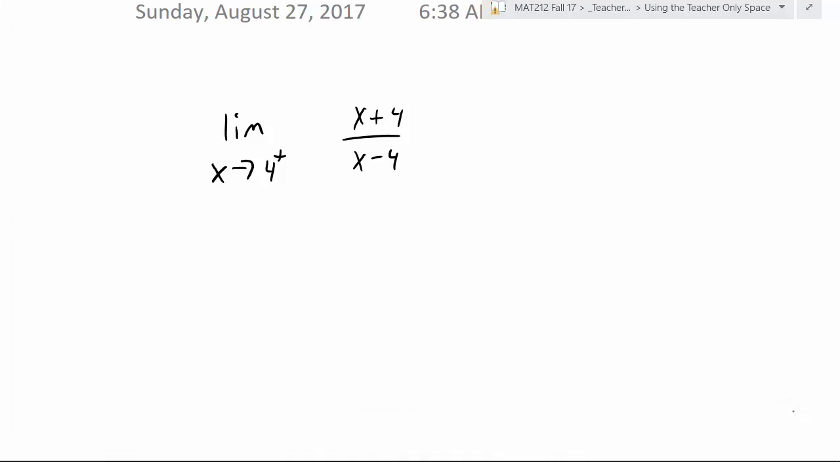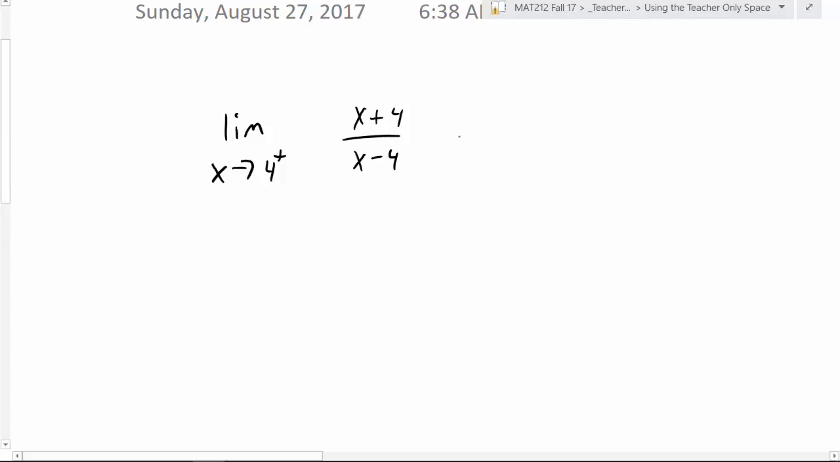So big little logic kind of comes down to thinking about numbers and how they're progressing as opposed to calculating an exact value. So here's another example of big little logic. If we were going to find the limit as x approaches 4 from the right-hand side of (x + 4) over (x - 4).